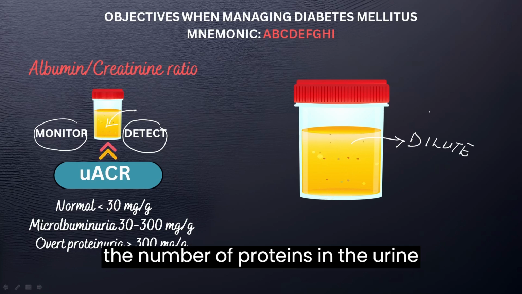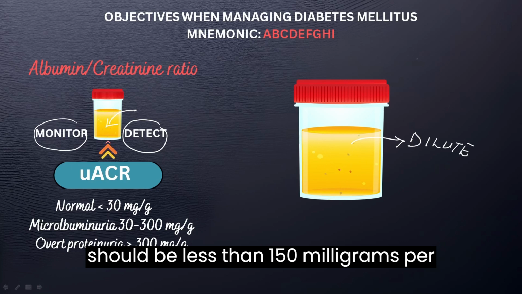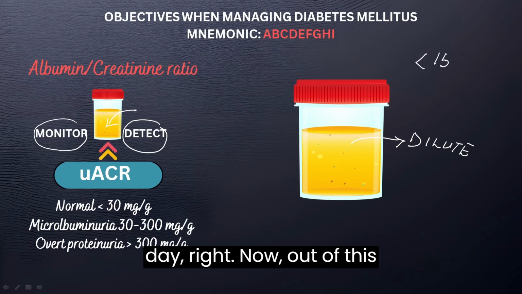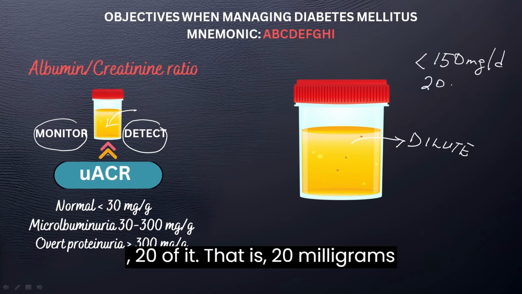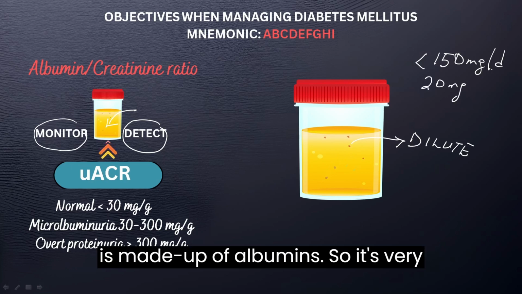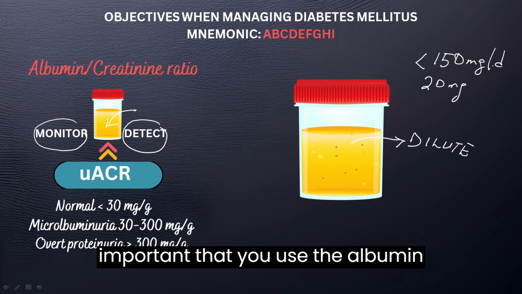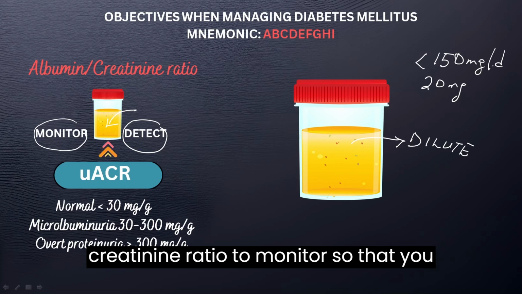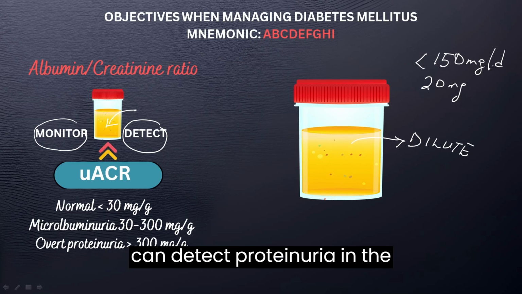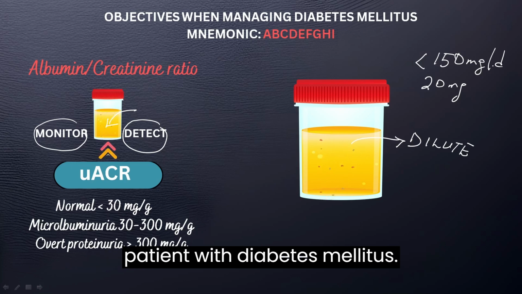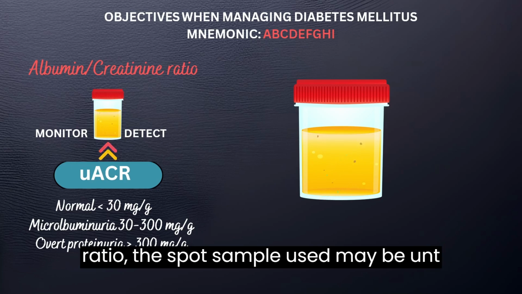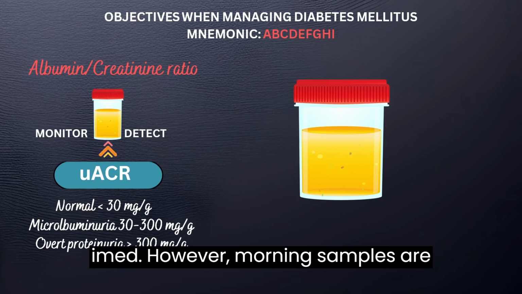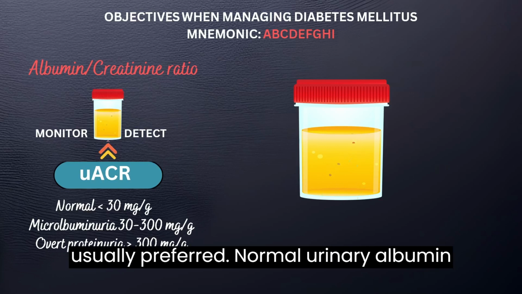Normally, the number of proteins in the urine should be less than 150 milligrams per day. Out of this 150 milligrams per day, 20 milligrams is made up of albumins. So it's very important that you use the albumin creatinine ratio to monitor so that you can detect proteinuria in the patient with diabetes mellitus. When assessing for albumin creatinine ratio, the spot sample used may be untimed. However, morning samples are usually preferred.